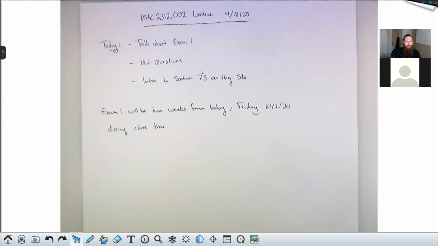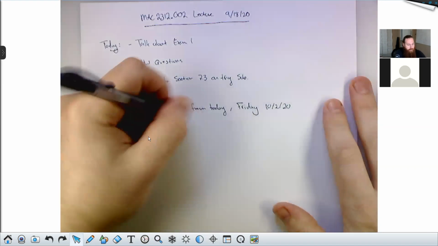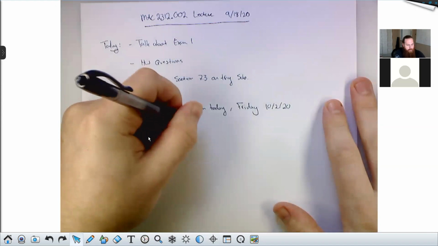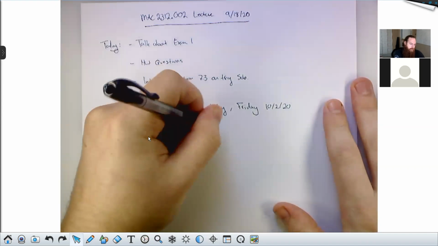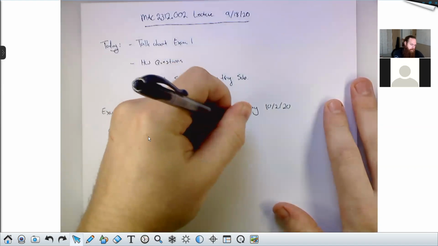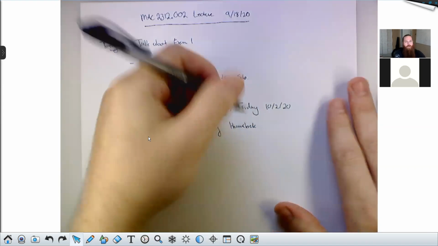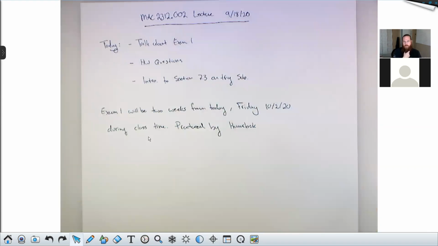Instead of coming to class on that day, what you're going to do is go to Canvas, go to quizzes, and then click on exam 1. It's going to be proctored by HonorLog. The questions will be in Canvas. It'll be structured as a Canvas quiz. And so you'll be going into a Canvas assignment to take the test. But we're going to be using the third-party software HonorLog for proctoring.